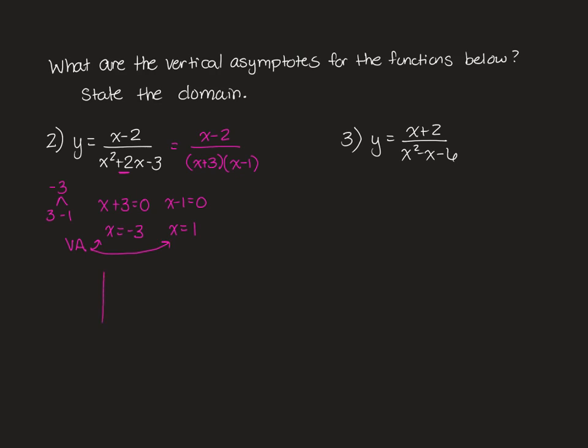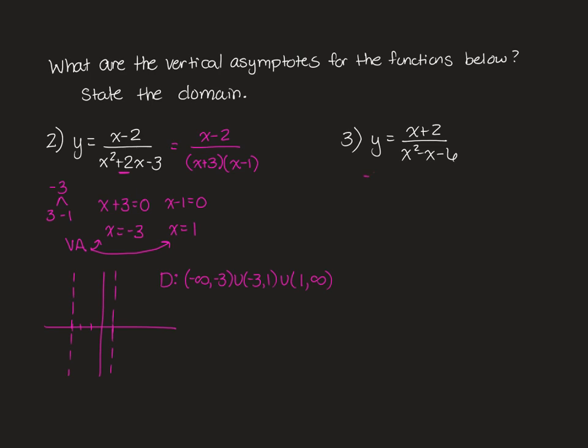Graphically, I have an invisible line at negative 3, and then again at 1. So my domain, again, we want to move left to right, and it's broken up at the negative 3 and the 1. So we go from negative infinity to negative 3, negative 3 to 1, and then 1 to infinity. Let's look at number 3. So we have to factor that denominator.